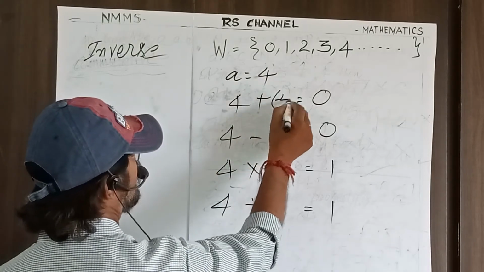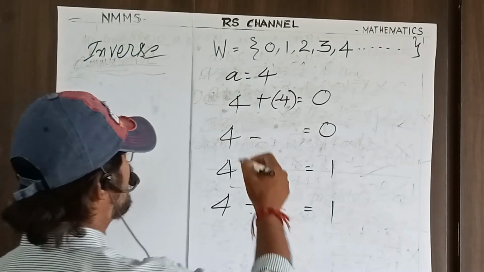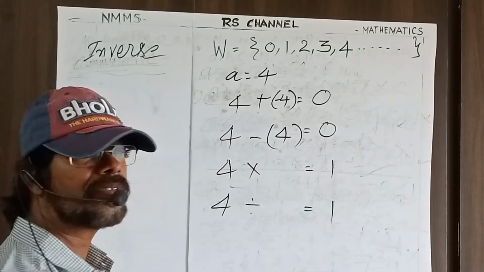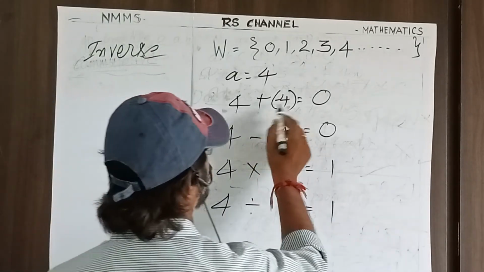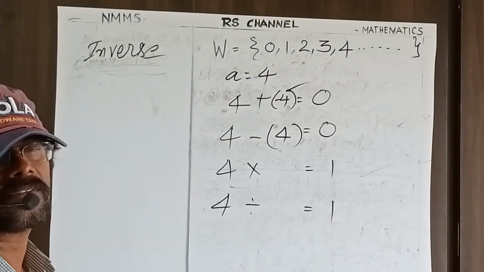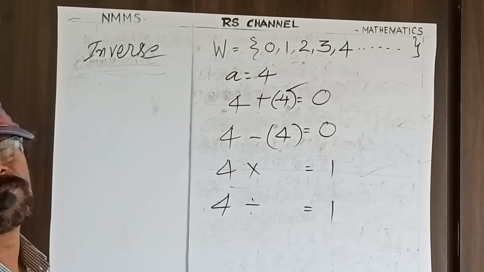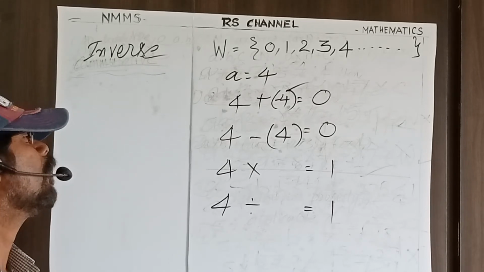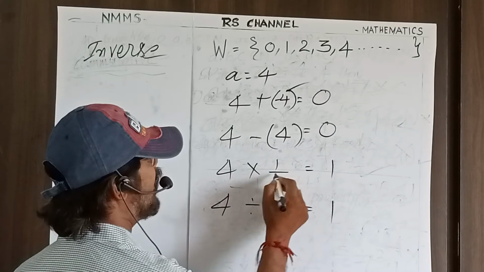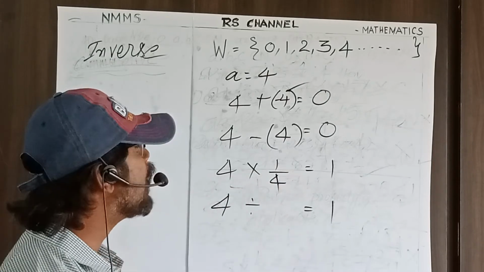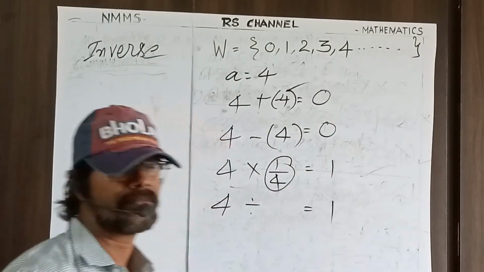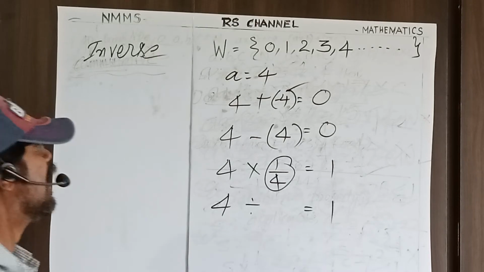4 minus 4 is equal to 0. So this minus 4 does not belong to whole numbers. So inverse property is not in whole numbers. 4 into something must get 1. If you multiply with 1 by 4, you get 1. But 1 over 4 does not belong to whole numbers. Understand?